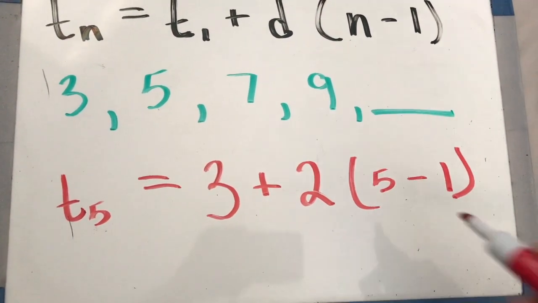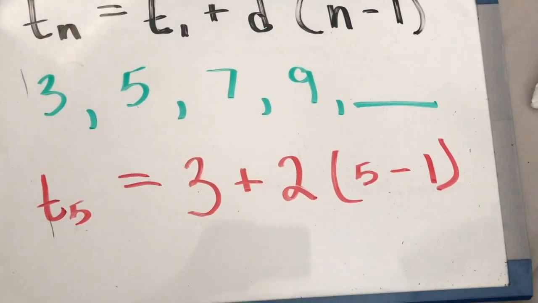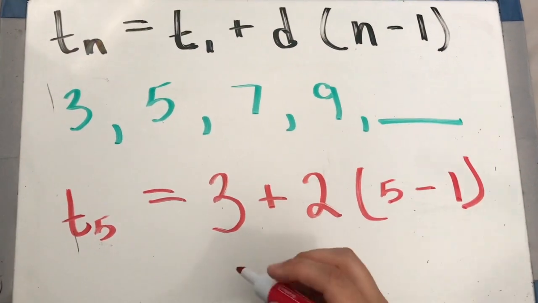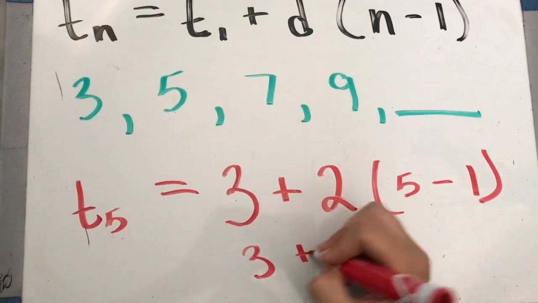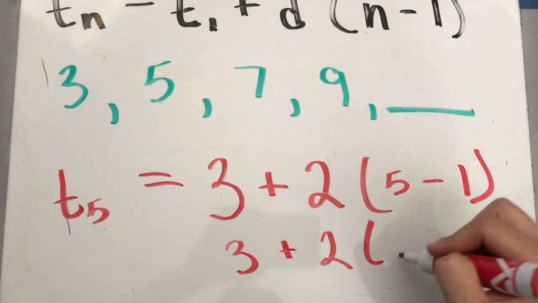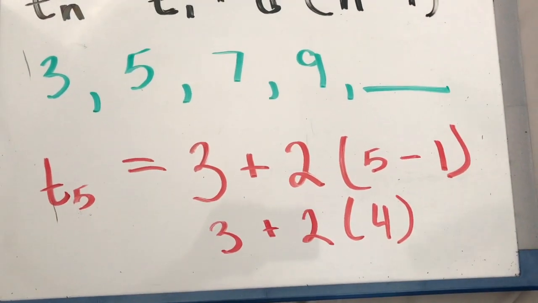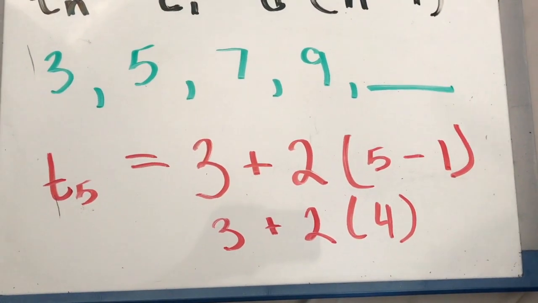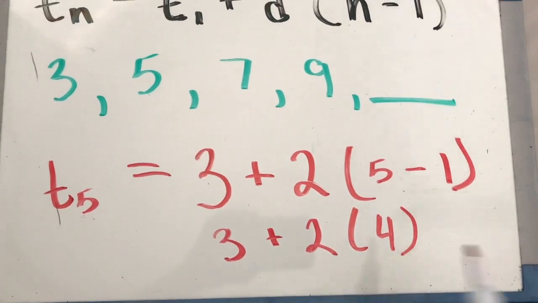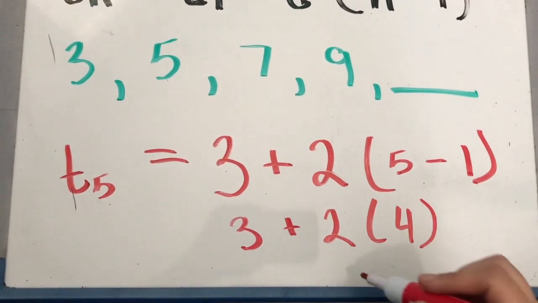So we know PEMDAS, you have to do order of operations. The very first thing that you do is parentheses. So the first thing I'm going to do is 5 minus 1. So I'm going to just rewrite this now. 3 plus 2, and then 5 minus 1 equals 4. Alright, so after parentheses, there's exponents. I don't see any exponents. And then after that, we multiply. So now I'm going to do 2 times 4, and that gives me 8.